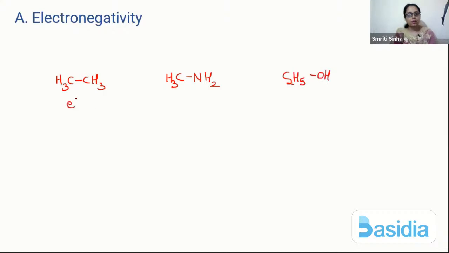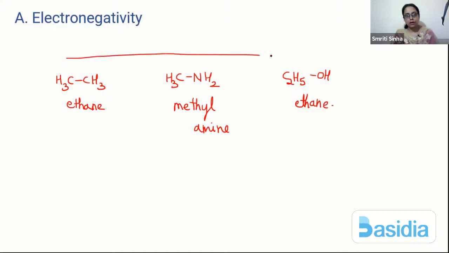So what is happening with ethane, methylamine, and ethanol? Remember, here if you see, the acidity goes on increasing as you move from here to here. Now why do I say that the acidity is increasing as I move from here to here?